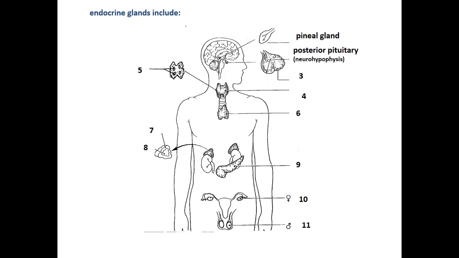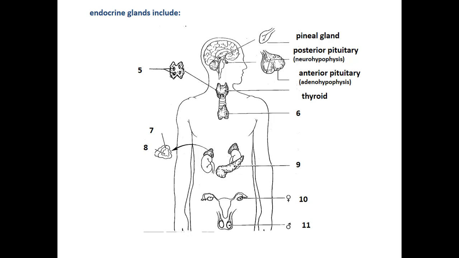Number 2 represents the posterior pituitary, also known as the neurohypophysis. This part of the pituitary is actually made of neural tissue. Number 3 is the anterior pituitary, or adenohypophysis. This part of the pituitary is glandular, so it's made of epithelial tissue. Number 4 is a gland located over the larynx in the neck, and this gland is the thyroid gland.